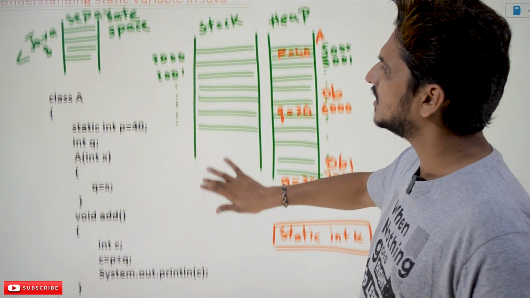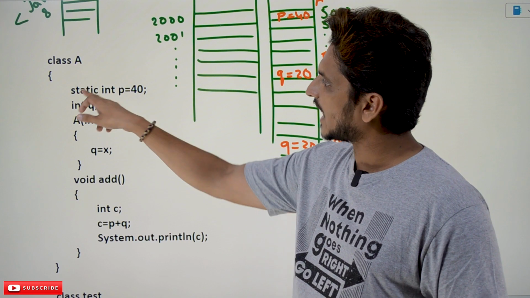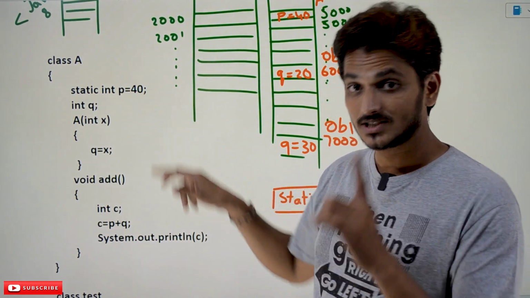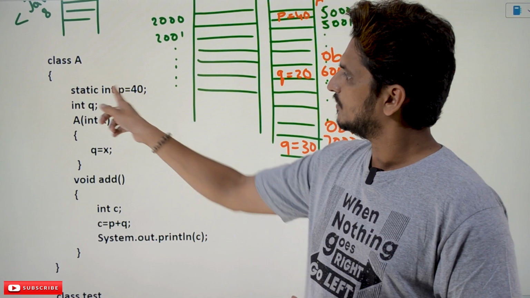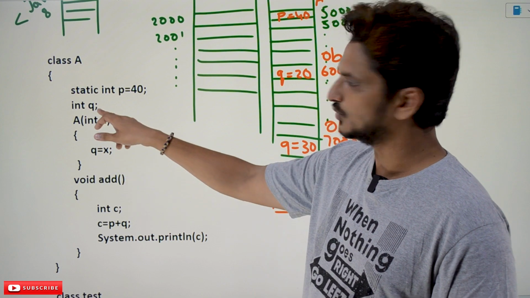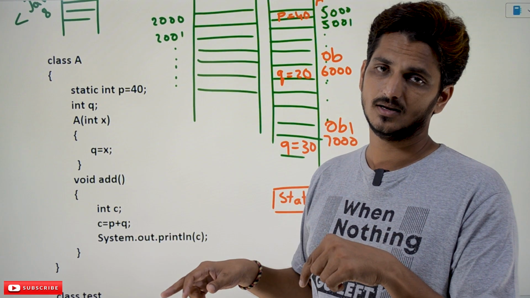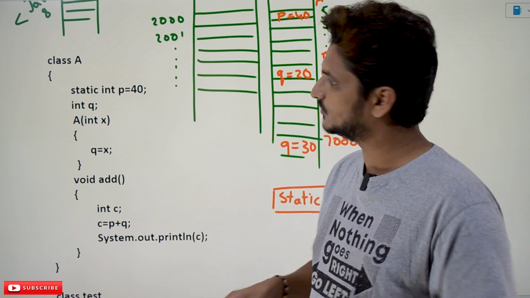Now take this example. Let's take this class A. In this class we have static int p is equal to 41, a static variable. This is how we write the syntax for static variables: before the data type you have to mention the static keyword. Int q is an instance variable. If you don't mention static, it is considered an instance variable.